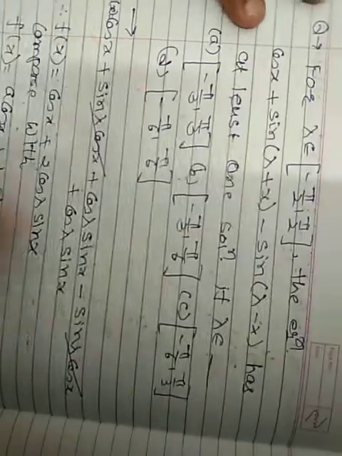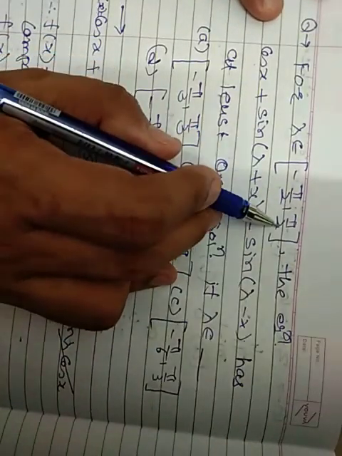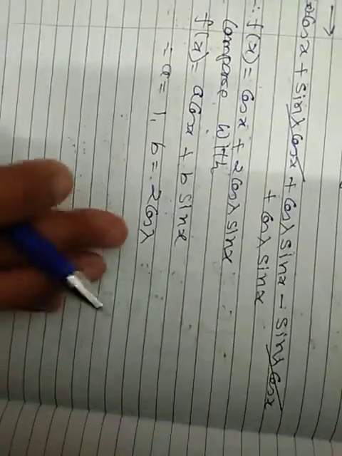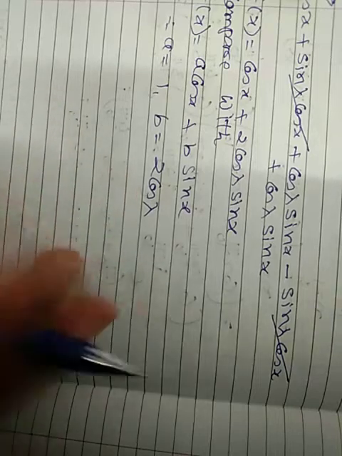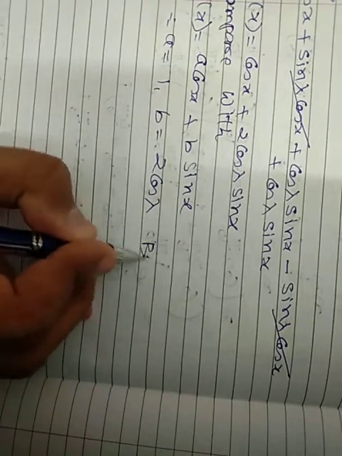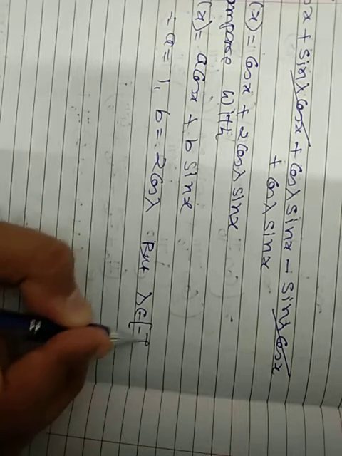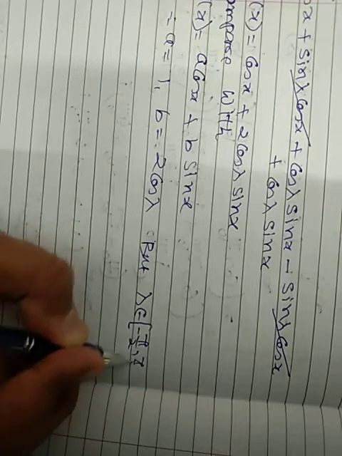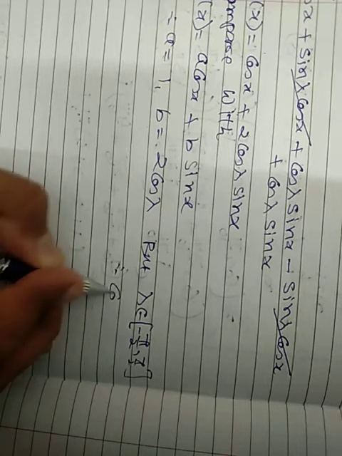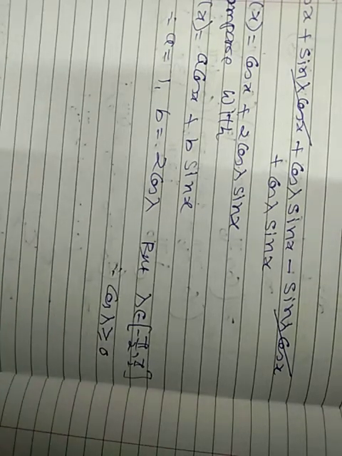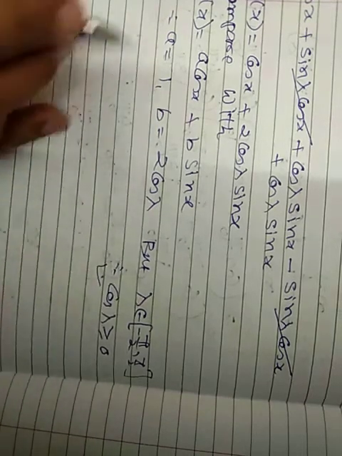Now lambda is a member of minus pi by 2 to pi by 2, that means first and fourth quadrant, and in first and fourth quadrant cos lambda is positive. Since lambda belongs to minus pi by 2 to pi by 2, therefore cos lambda is greater than or equal to 0. Most important condition for this example.